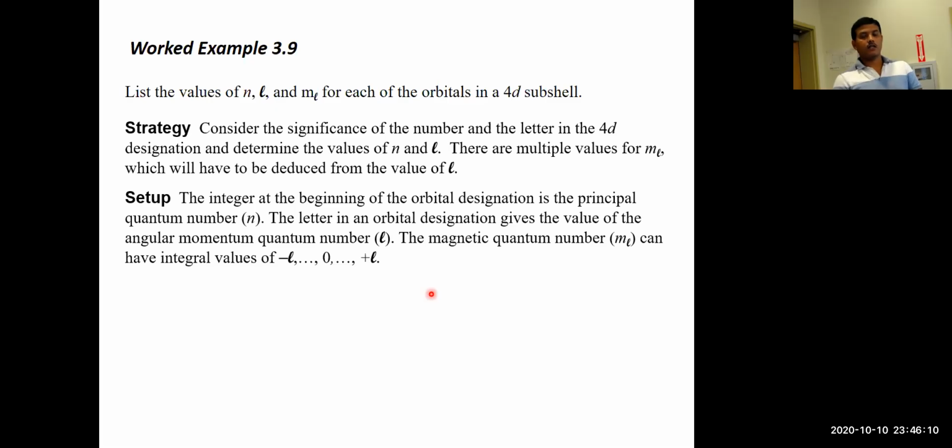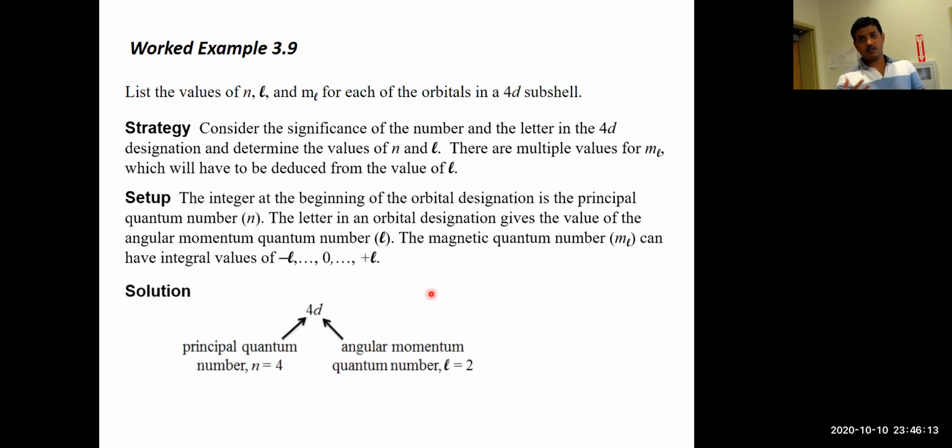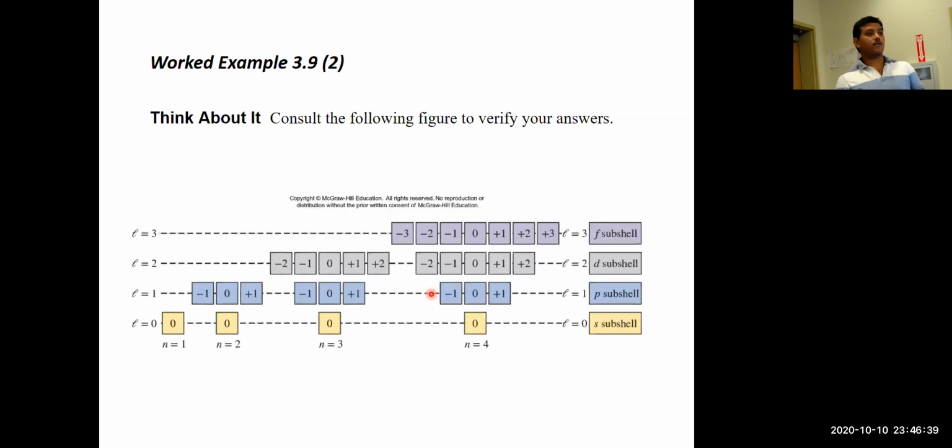So based on that, your n for 4d has to be 4, the principal quantum number. Your l for d has to be 2, because s is 0, p is 1, d is 2, f is 3. And for l equal to 2, ml ranges from minus l to plus l. So it has to be -2, -1, 0, +1, and +2. You can always refer to this slide that we showed earlier, for each shell, how many angular quantum numbers and how many magnetic quantum numbers you will have.